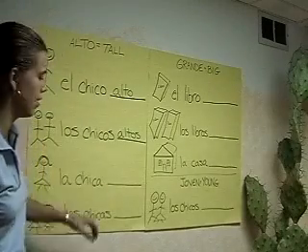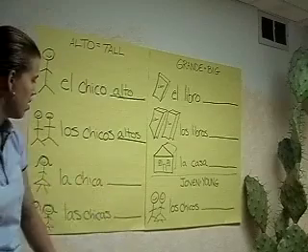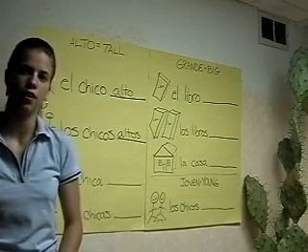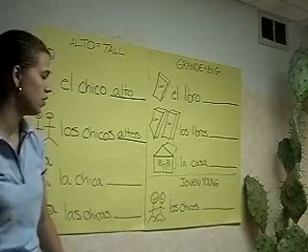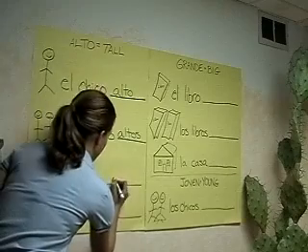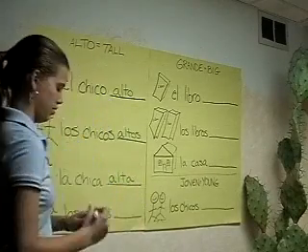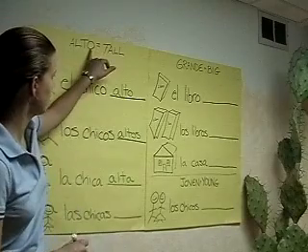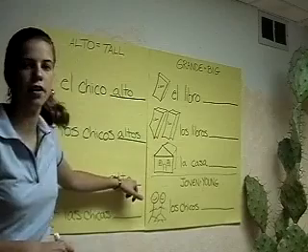Next we have la chica, masculine or feminine? It's feminine. Good, because it ends in an A. Singular or plural? Singular. Good, does not end in an S. So here we have to put in the feminine singular form of the adjective, which in this case is alta. When you have an adjective that ends in an O, to make it feminine, you change that O to an A like we did here.